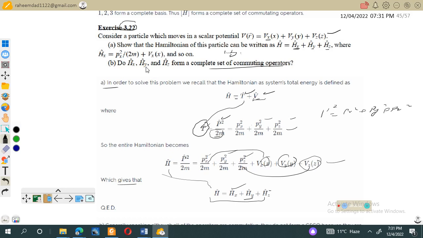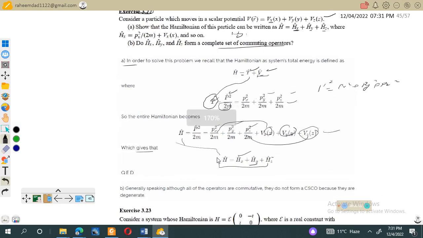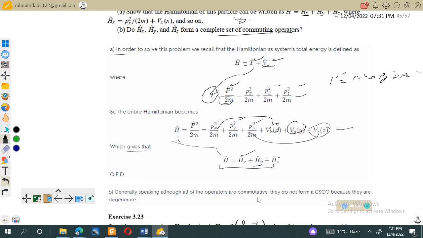For the next part, do hx, hy and hz form a complete set of commuting operators? Generally speaking, although all of the operators are commutative, they do not form a complete set of commuting operators because they are degenerate. We can prove this by many methods, but the first thing is that all of the commutators vanish. If we take the commutator of hx with hy, they commute. Similarly hy with hz gives 0, and similarly hz with hx, so their commutator will be equal to 0, meaning they are commuting with each other.